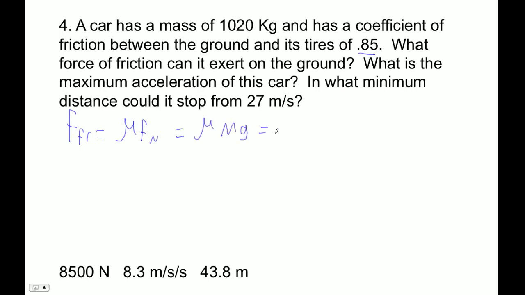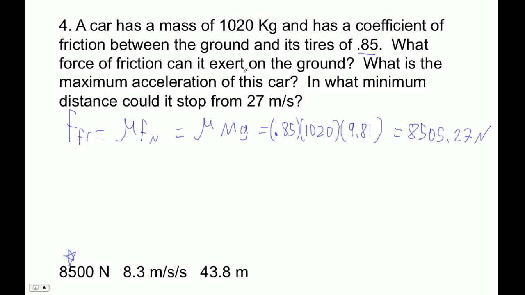right? So that is 0.85 times 1,020 times 9.81, okay? So 0.85 times 1,020 times 9.81, that's 8,505.27 newtons, right? So we got that answer, right, with 2 sig figs, right?